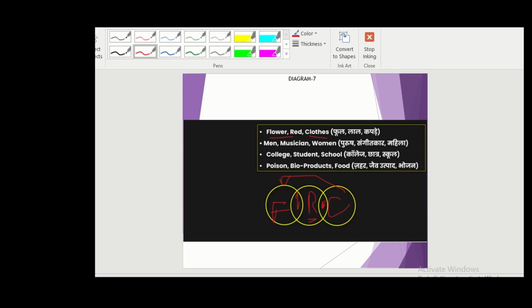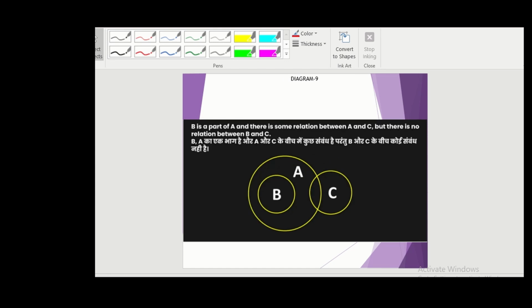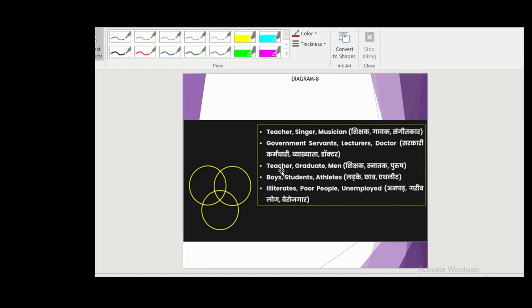Okay, let's check the next one. Number 8. There is some relationship between A, B, and C, and A, B, and C are related to each other. Let's check the example: teacher, singer, musician.